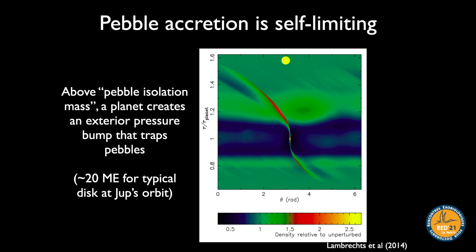That outer red streak is a pressure wave exterior to the growing core's orbit that acts to trap pebbles. So this little yellow pebble that I put on the cartoon version will spiral in and then get trapped in that pressure wave rather than keep going and bash onto the growing core. Right?